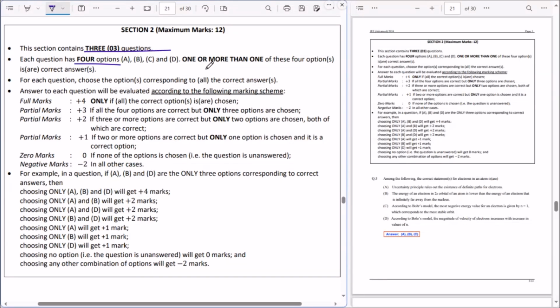Answer to each question will be evaluated according to the following marking scheme. That is, full marks if you choose all the correct options, plus 4 marks will be allotted, plus 3 if all the 4 options are correct but only 3 options are chosen, plus 2 if 3 or more options are correct but only 2 options are chosen, both of which are correct, plus 1 if 2 or more options are correct but only one option is chosen and it is a correct option, 0 if none of the options is chosen. However, if you choose any wrong answer, you are going to get -2. Let us see the questions.